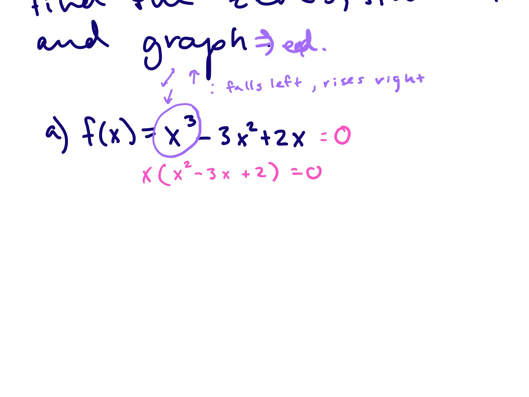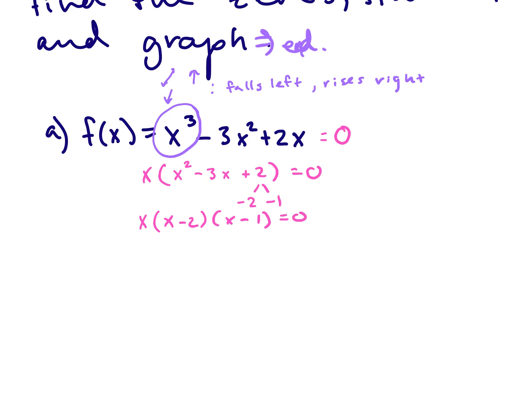But what you could do after that is factor x squared minus 3x plus 2. So I want to factor. Do I have two factors of 2 that add to negative 3? Negative 2, negative 1. So this would break down into x times x minus 2 times x minus 1.